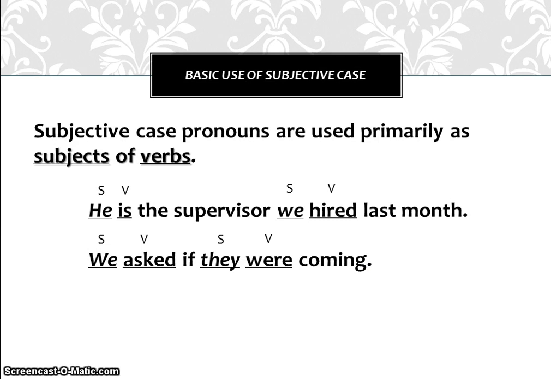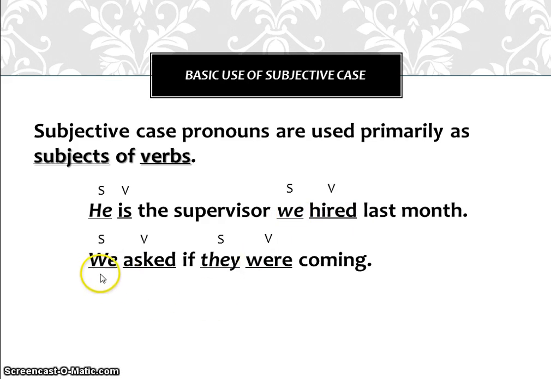Okay, when you're talking about subjective case pronouns, they're almost always used as subjects of the verbs. Subjective, subject of verbs. Here's an example. He is the supervisor. Okay, so he is the subject of the verb is. Since this is a subject of a verb, we would use the subjective case pronoun in this instance. The second part of the sentence is we hired last month. We is the subject of the verb hired, so we would use the subjective case pronoun in this instance too.